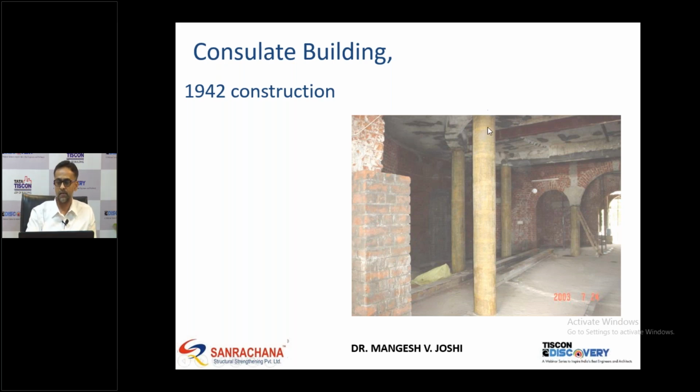This particular case is a consulate building. It is one of the early RCC constructions in Mumbai, built in 1942, and the client wanted to put a strong room over this, but the columns were weak, the concrete was weak, and not capable of taking that additional load of the strong room. So it was decided to strengthen these columns by putting an additional wrap.